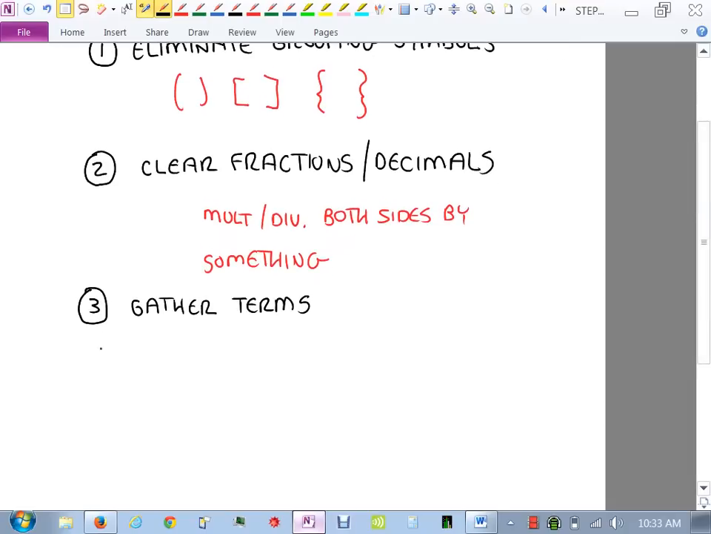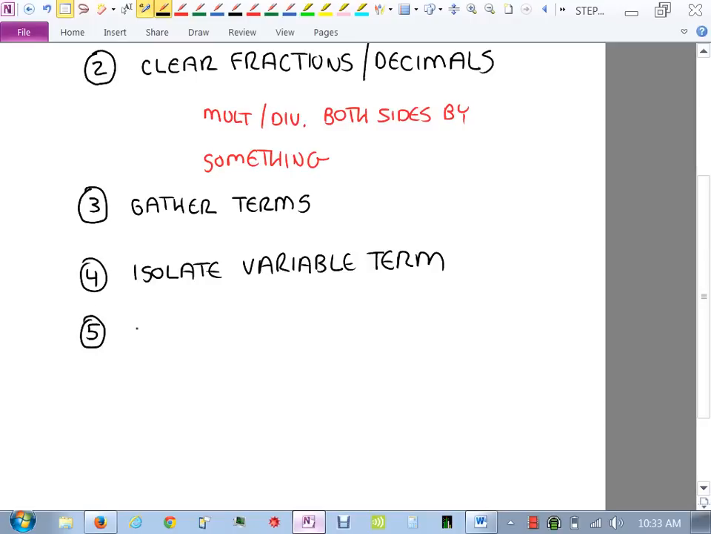Fourth step, isolate the variable term. And what do they mean by isolate? Get it by itself on one side of the equation. Which side? Doesn't matter. Left side or right side, does not matter. You just need to get it by itself, the variable term. And then solve for the variable. That's often going to require us dividing both sides by something or multiplying both sides by something. And then the last step is to check. Okay, so those are the 6 steps.